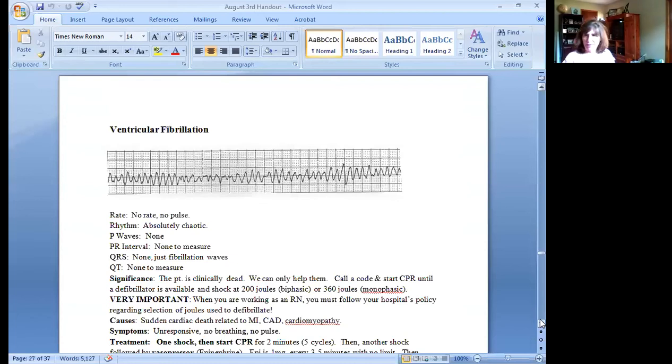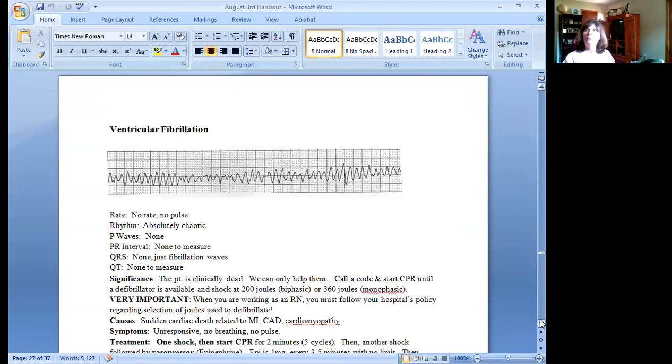200 joules on the biphasic, 360 on the monophasic. If you've taken ACLS and you have your little cheat sheet card, you know we can stack the shocks, but for purposes of level 4, we're going to go with 200 joules on a biphasic and 360 on a monophasic. So we shock them. Immediately resume compressions. We shock again. After the second shock, we can try our first medication, and that's going to be epinephrine.